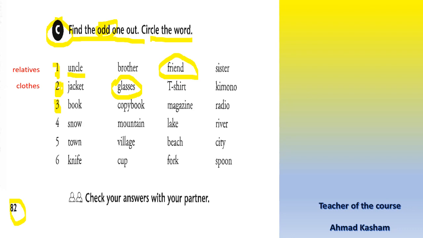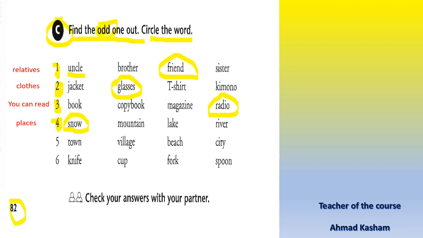Book, copybook, magazine, radio. Of course, the strange one, radio. Why? Because you can read a book, a copybook, a magazine, but you listen to a radio. Number 4. Snow, mountain, lake, river. Which one? It's snow. Why? Because a mountain, a lake, a river are places. But snow, it's not a place.